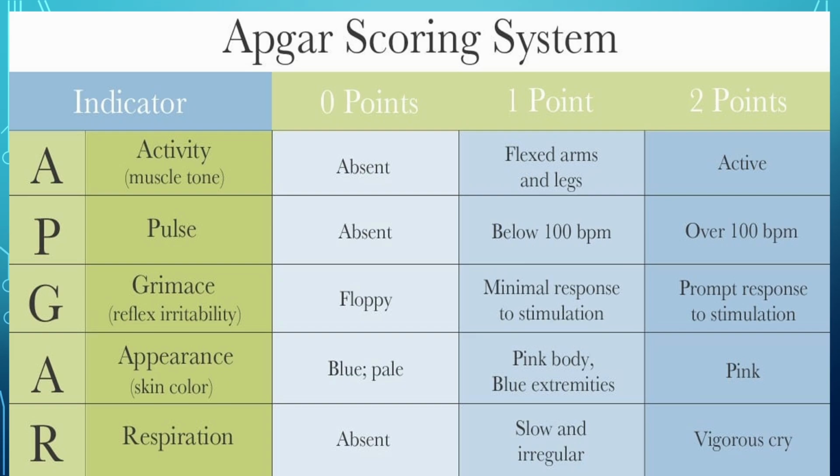You add up all your points, and a score of 0 to 3 indicates severe distress. This infant is not transitioning to extrauterine life. 4 to 6 indicates that there's some moderate difficulty, and 7 to 10 indicates minimal or no difficulty with adjusting to extrauterine life. So usually 7 through 10, these babies are okay. You can leave them on mom's chest. But 6 and less is when some additional interventions are going to need to be performed.